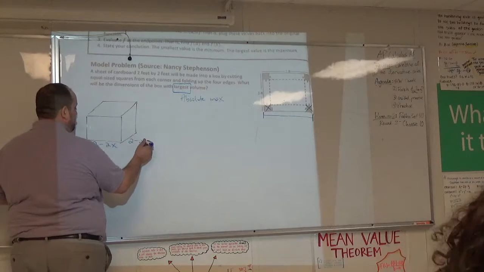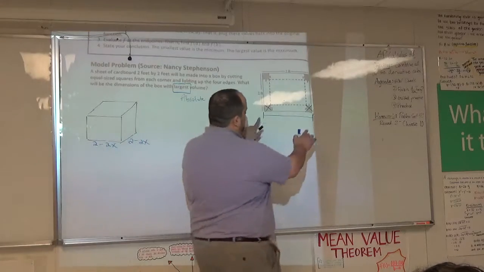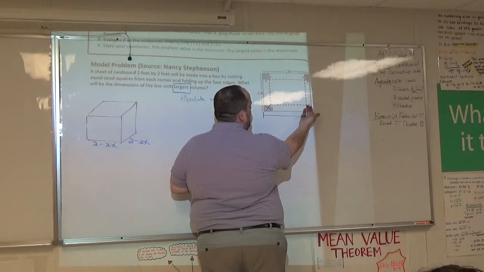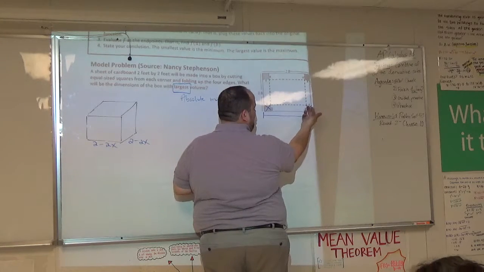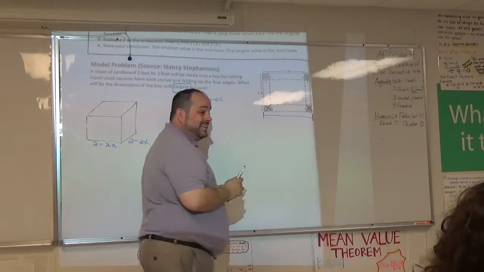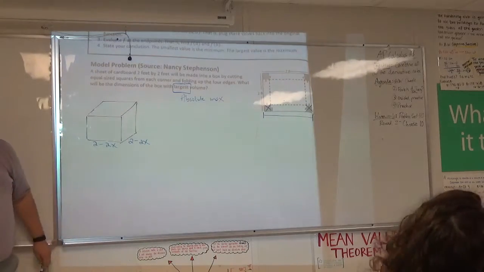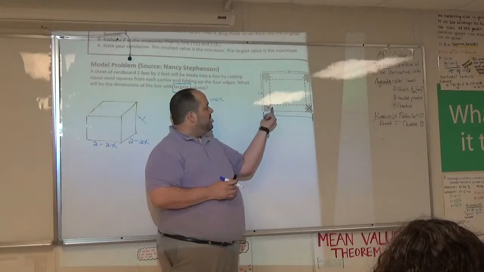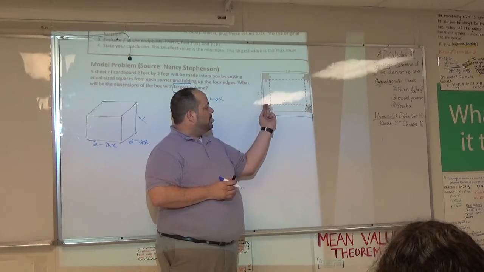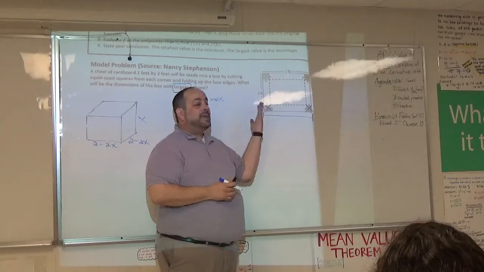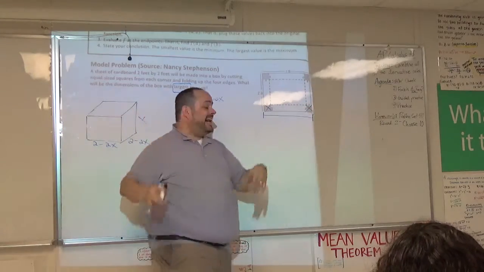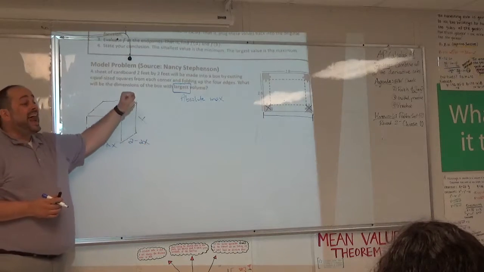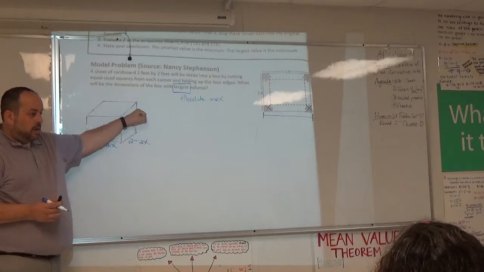What's the height? Think about what you're doing. You're knocking out these corners, you're folding up the sides. The height is actually x, because when you think about this little square that you're cutting out, the length of the square, think about what happens. You fold it, that becomes the height. So I'm folding up the sides. I now have a length of 2 minus 2x, a width of 2 minus 2x, and a height of x. What's the volume?